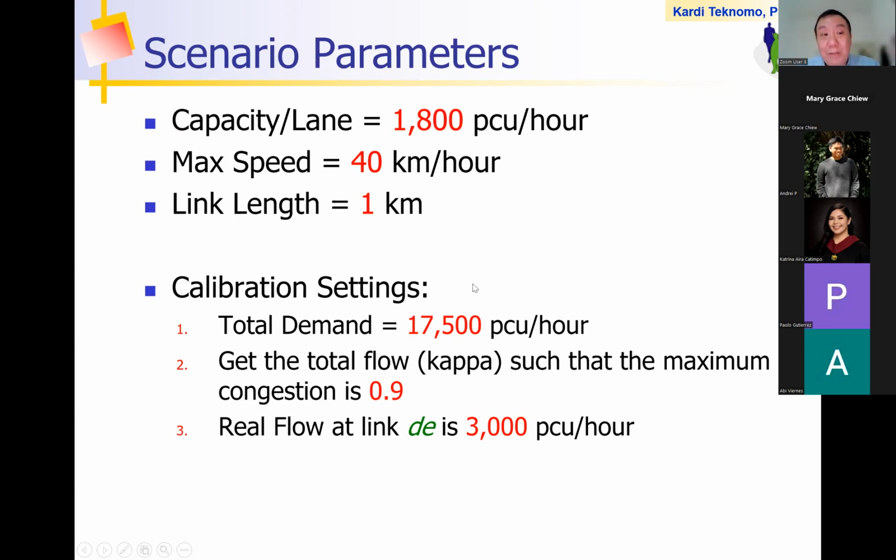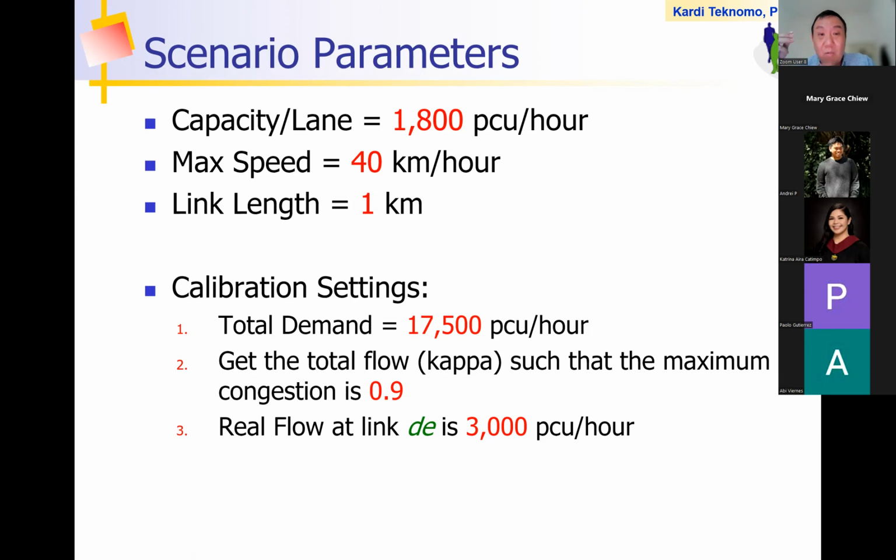So let's set up the parameters. The capacity per lane, let's set up as 1,800 PCU per hour. A simplified version, so we will do maximum speed of 40 kilometers per hour. And then just simplify again, so all the link lengths are 1 kilometer.